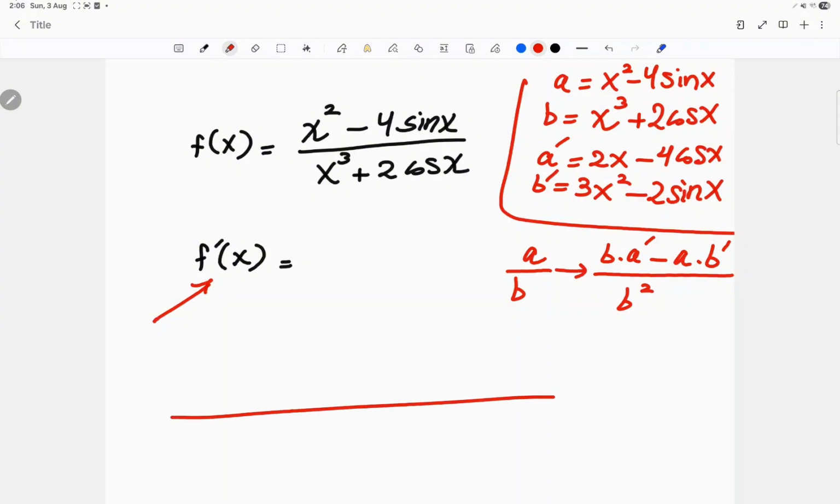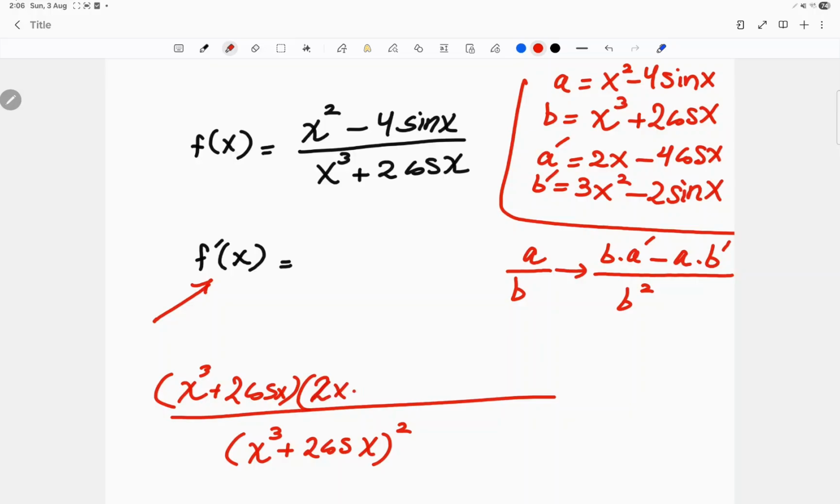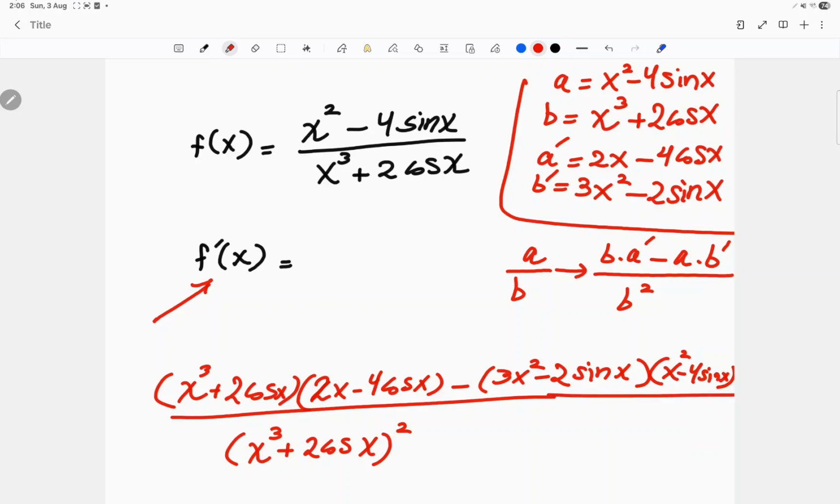So I'm just going to replace now b squared with this squared and then b here times a prime. So it's going to be 2x minus 4 cosine, minus b prime times a. You can leave it like this. Okay.